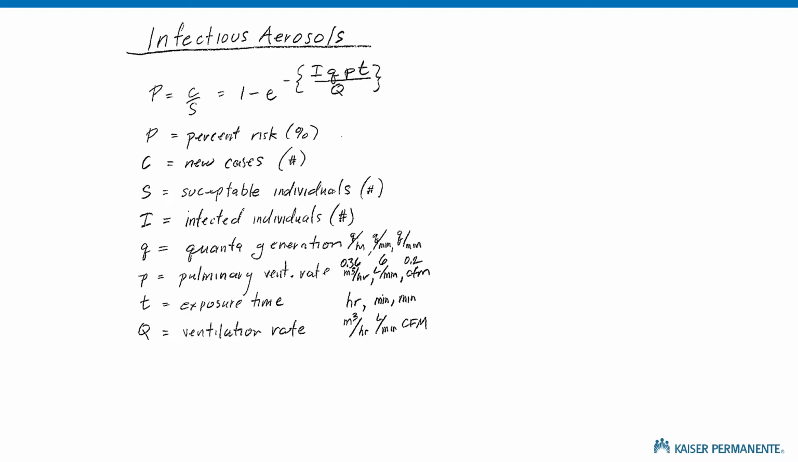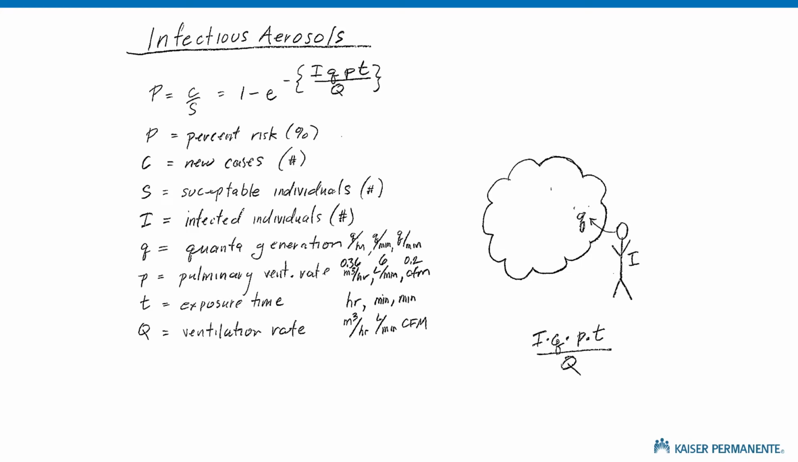But what I think is important to understand is that the term up in the exponent there is actually just conservation of mass again. So here's our volume of air in the room, and we have an infected person or people putting contaminants into the air at that rate of little q. Then we have a susceptible person or people taking breaths from that air at a rate of P, the pulmonary ventilation rate.